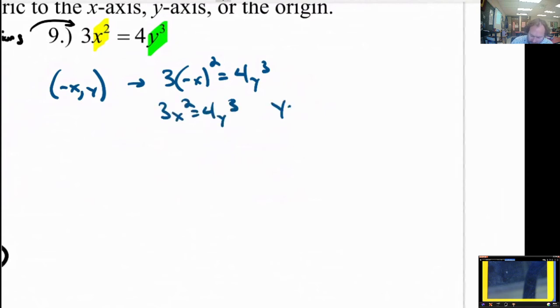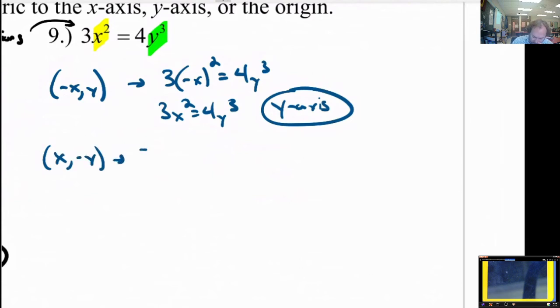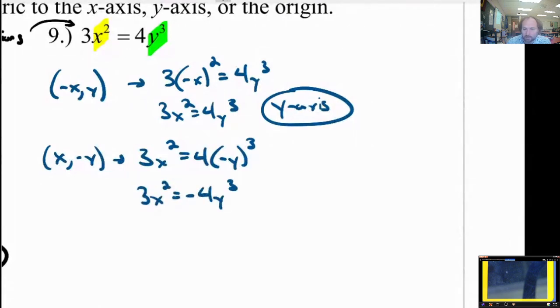So this has y-axis symmetry. But it will not have x-axis symmetry. Because as soon as you change the y, like if you test to see if x, negative y works, it doesn't. You get 3x squared equals 4 times negative y to the 3rd. And because of the odd exponent there, it's 3x squared equals negative 4y to the 3rd, and that's not going to work. This one's out. It's got to be exactly the same as the original equation.